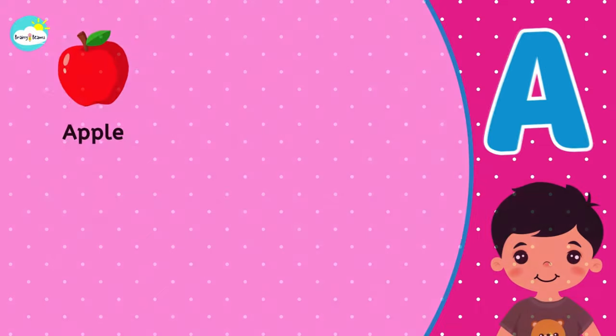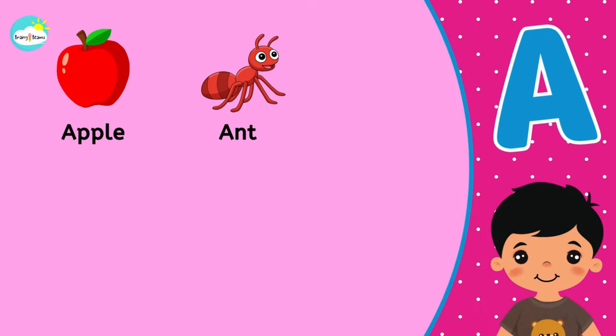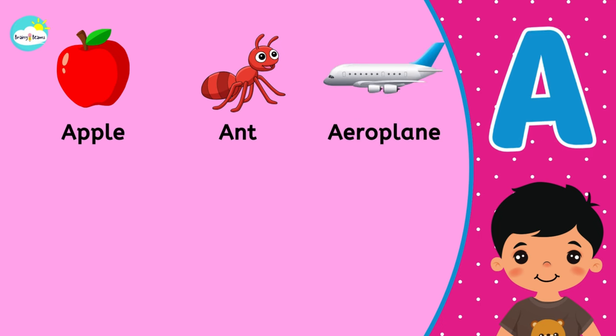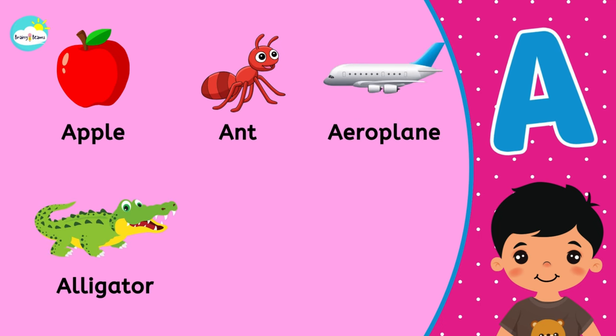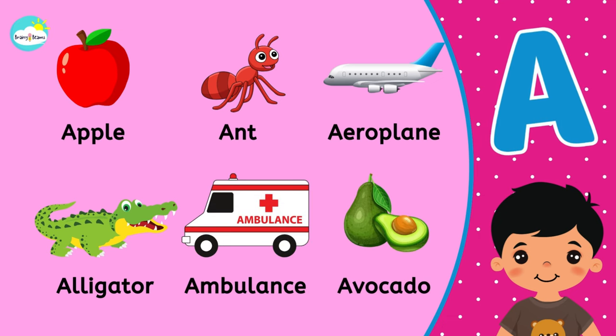A. A is for apple. A is for ant. A is for aeroplane. A is for alligator. A is for ambulance. A is for avocado.